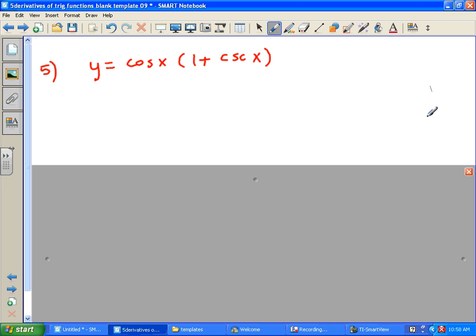So I'll simplify it first by multiplying it out. Now, cosine times cosecant. I'm going to rewrite. Cosecant is the same as 1 over sine. So I end up with cosine over sine there, right, on the second term, which is further simplified as what? Cotangent. I haven't done any differentiation yet, just simplification, right? Now we're ready to differentiate this.